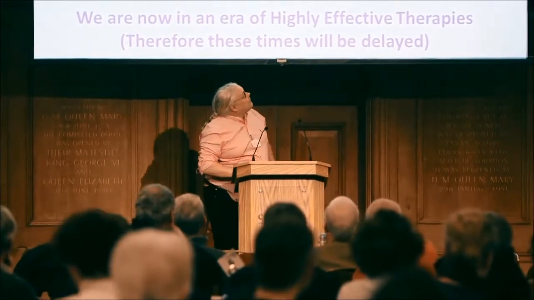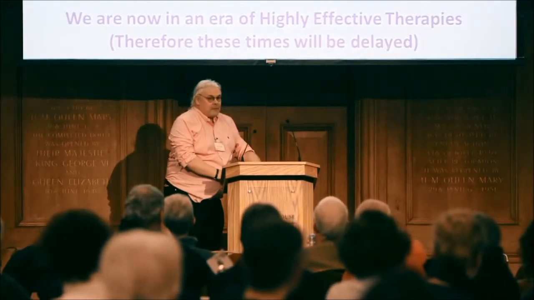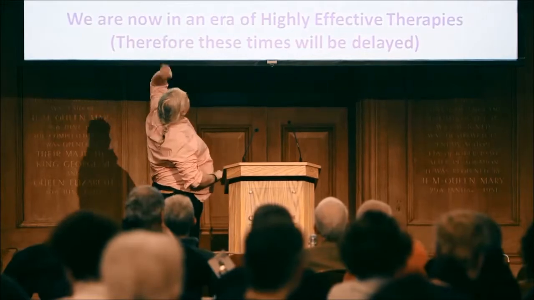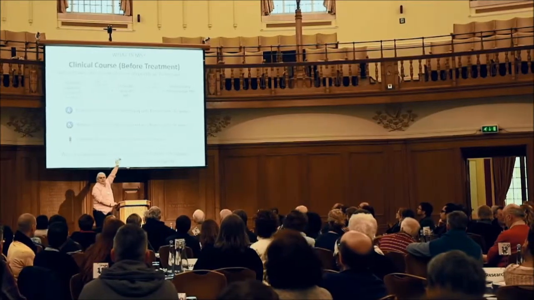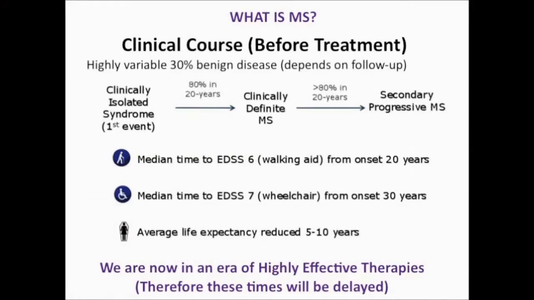Now, these are old figures, so remember about the onion. If you have your first symptom of MS, there's an 80% chance that in 20 years' time you will be diagnosed with multiple sclerosis, and another 20 years on from that, there's an 80% chance that you will develop secondary progression. So the mean time to the walking stick is about 20 years. The median time to using a wheelchair is about 30 years.